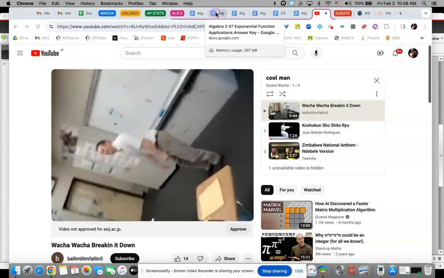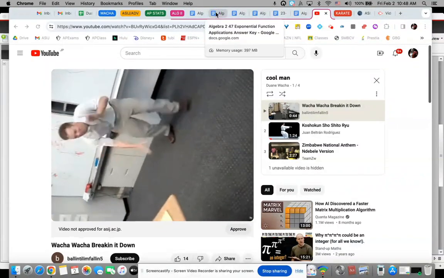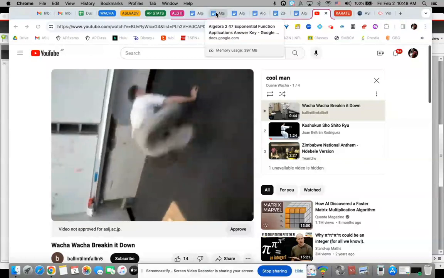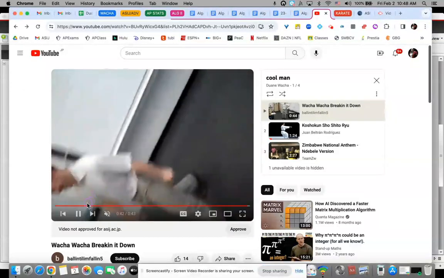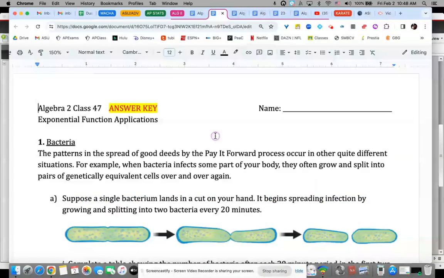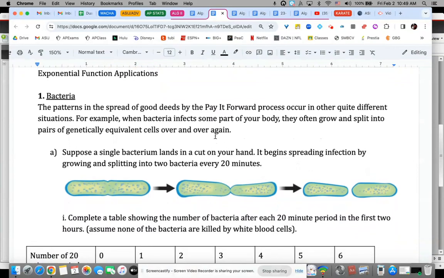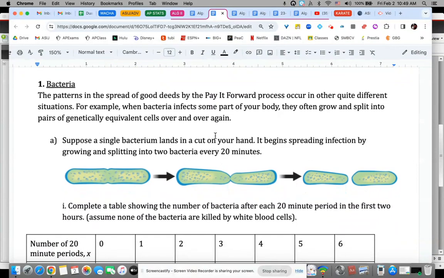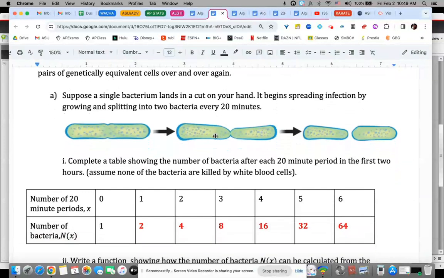Today we will be continuing our exploration of exponential equations. We're looking at things like growth and decay today, right? And to do so, we will be using this particular activity. It says class 47, but exponential function applications. This is not the introduction. So if you don't have any clue what I'm talking about, you should go watch the introductory video first and then come to this one.